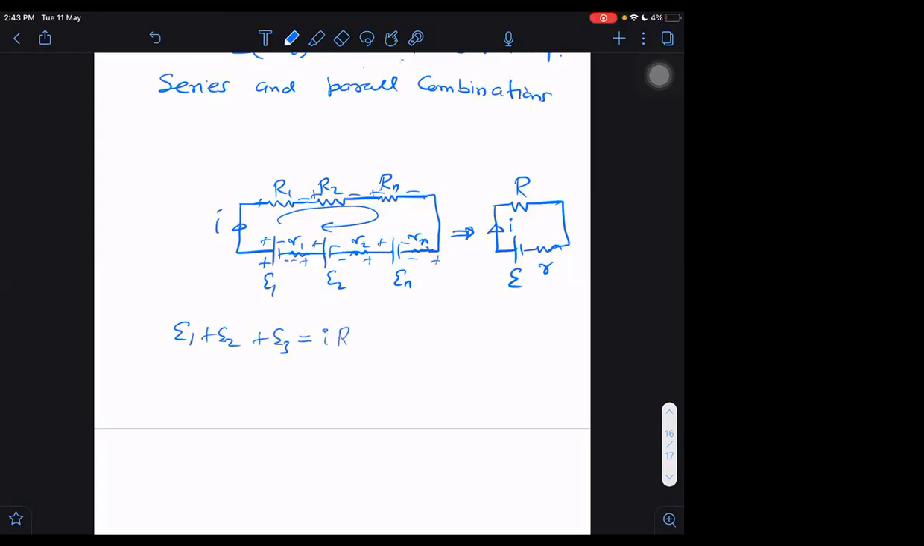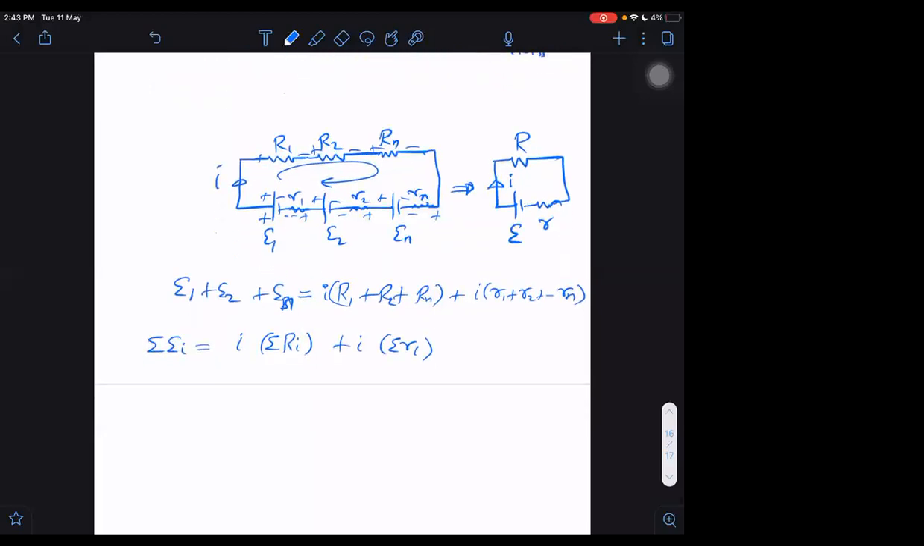So the decrease is equal to I into R1 plus R2 plus up to Rn, plus I into small r1 plus small r2, up to small rn. Or I can write sigma Ei is equal to I times sigma Ri plus I times sigma small r. And what is the equation for this smaller circuit here? Net E is equal to I into R plus small r.